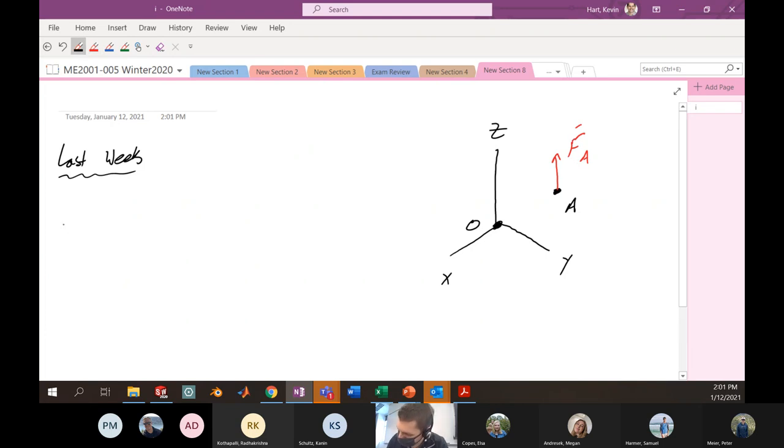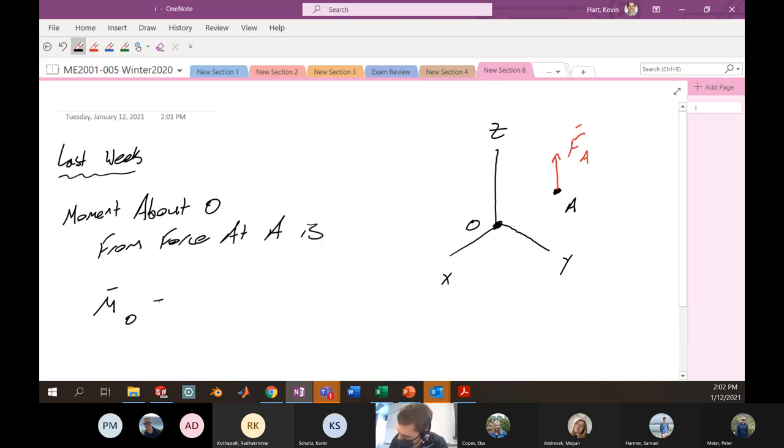Then we would say that the moment about O from force at A is the moment at O is equal to the position vector, which arrives at A from O, crossed with the force at A. So we'll remind ourselves what that position vector is. The position vector which arrives at A from O is the position vector R arriving at A from O.